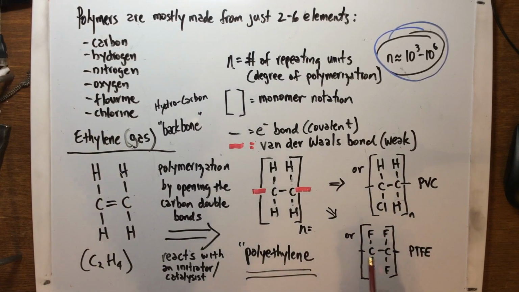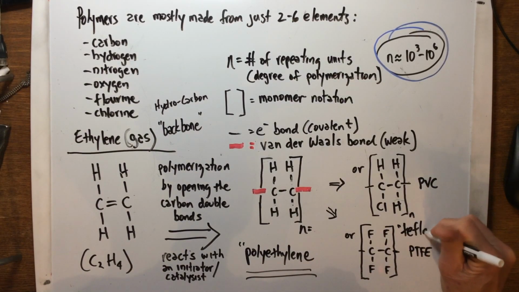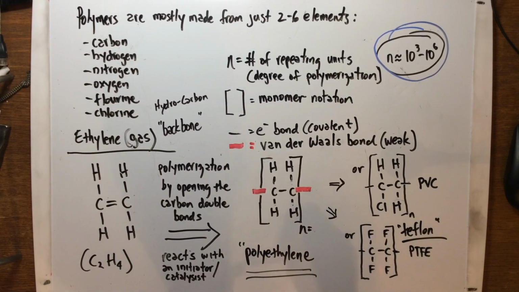Now doing the same thing, keeping this intact with the 2 carbons, but changing all the hydrogens out and substituting fluorine, we come up with a very interesting and unique polymer called polytetrafluoroethylene. Polytetrafluoroethylene, PTFE for short, but even shorter, you'll recognize the name as Teflon. Okay, so that is Teflon. 2 carbons, 4 fluorines. All right. And the N here is significant, all right, very significant.